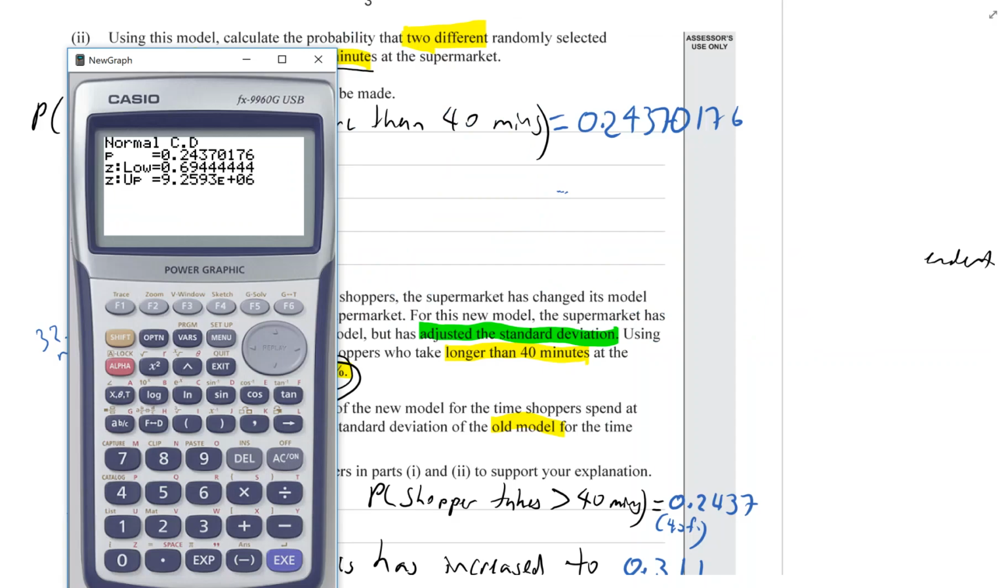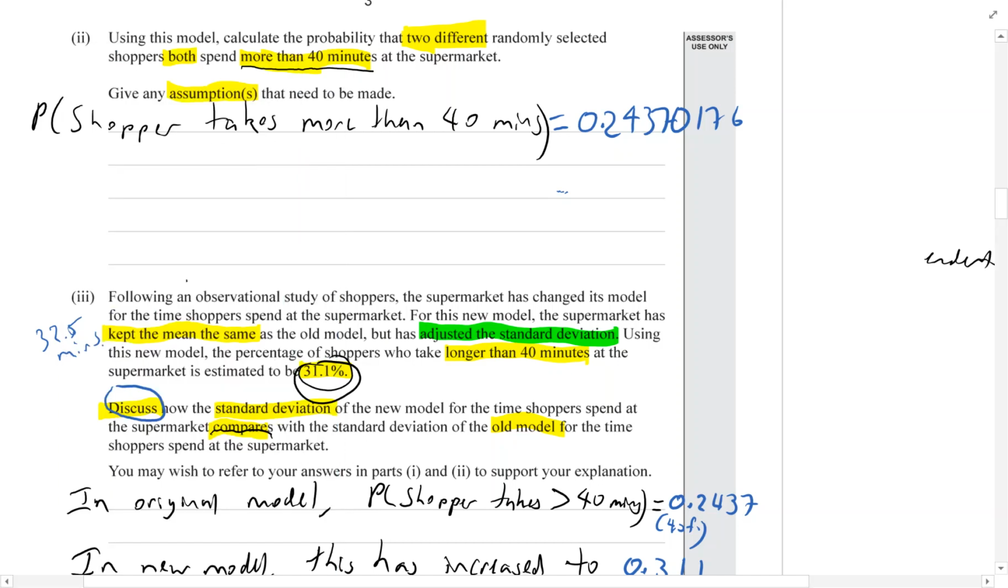Now, I'm not going to round that at all. I'm going to write everything on the screen there. And the reason is because in principle, you shouldn't really round until your final answer. In this case, if I'd just given it as 0.2437, it probably wouldn't have actually changed my final answer noticeably, but it's just a good principle to leave your rounding until the end. So now, that is the probability for one randomly chosen shopper taking longer than 40 minutes.